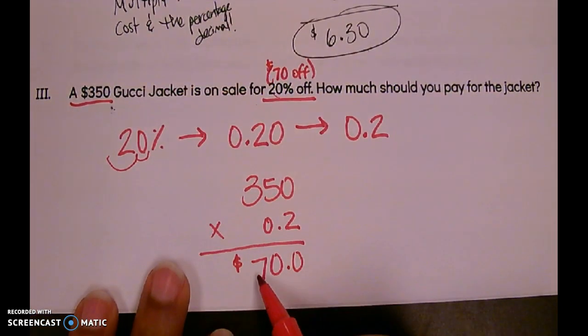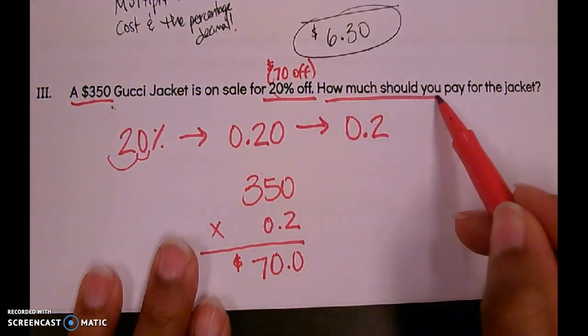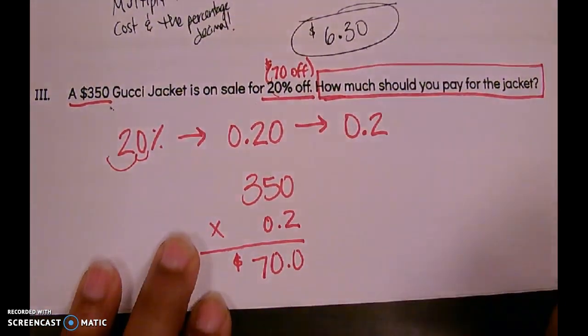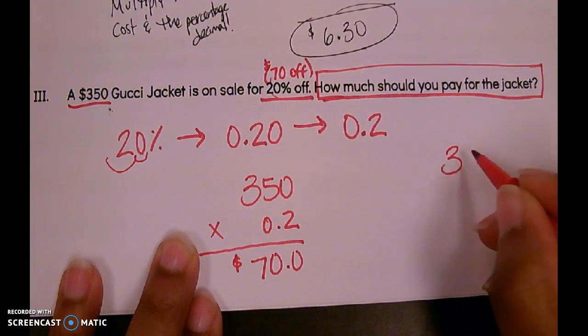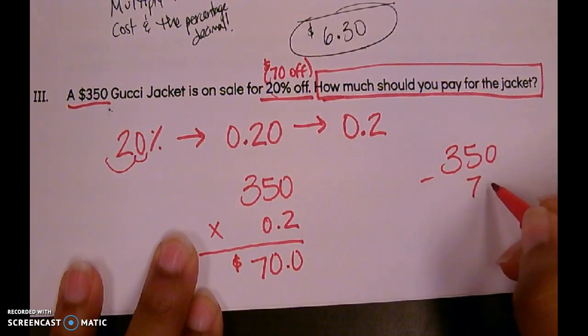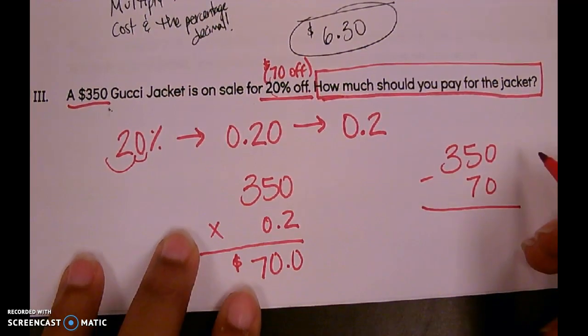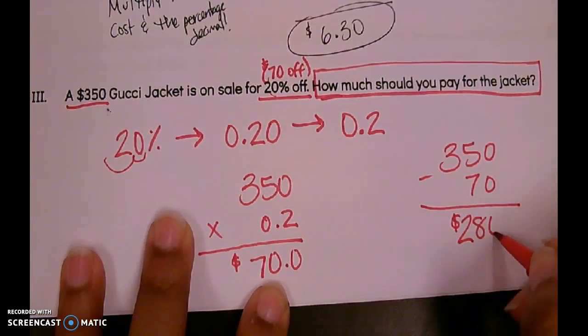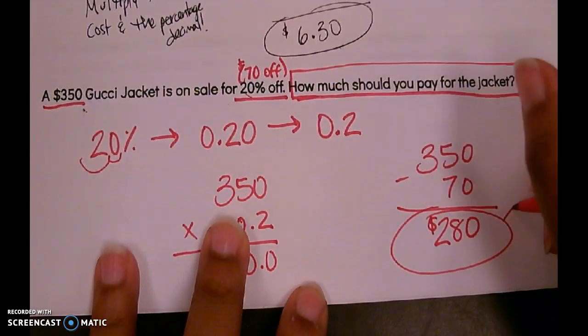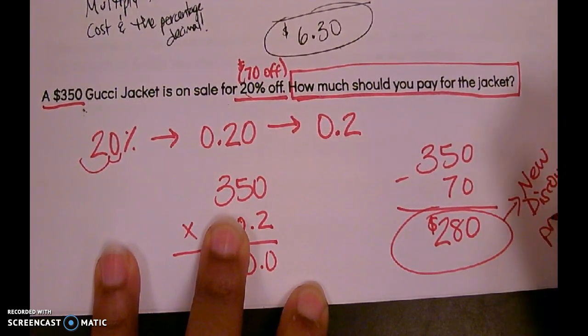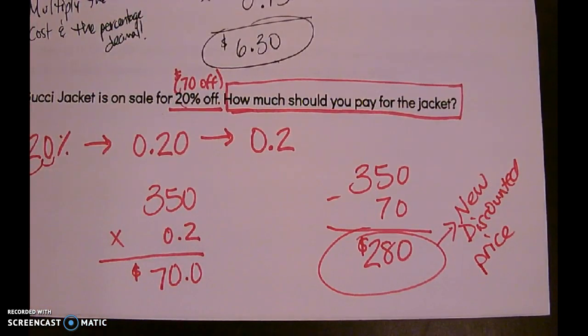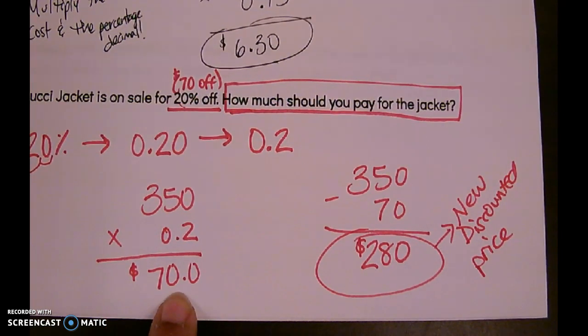Now that I know the amount off, the question asks me how much should I pay for the jacket. And so what I'm going to do, if I know that something says it's a percentage off, is subtract. I am going to subtract 70 from $350. And my final answer is going to be $280. This is my new discounted price. And this is how much I should pay for the jacket if it is 20% off, which means, once I did my calculations, that it is $70 off.